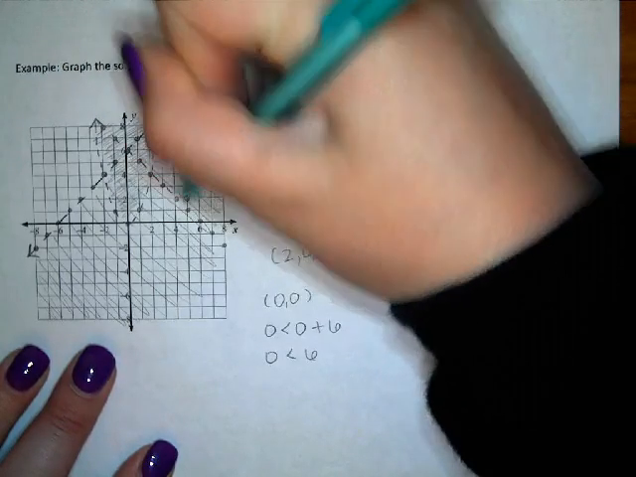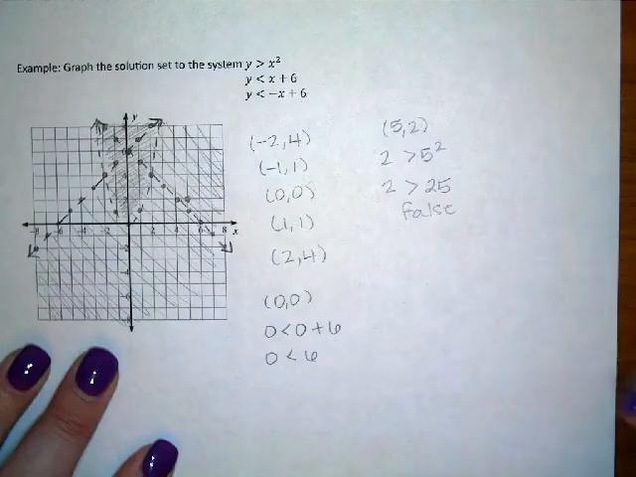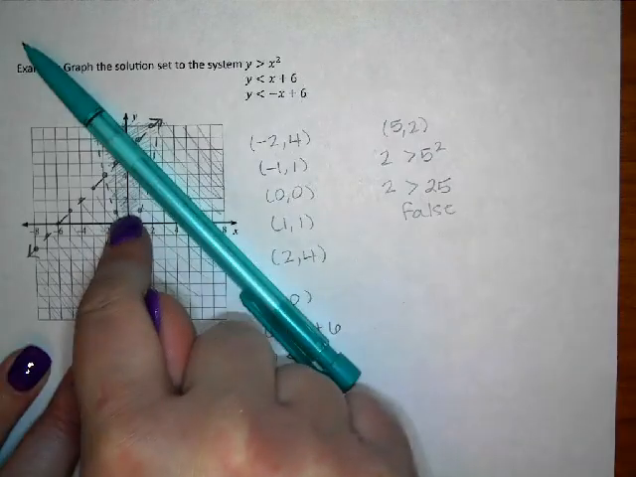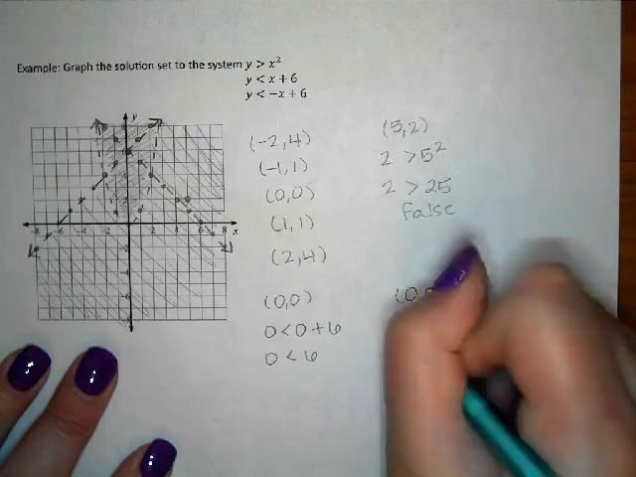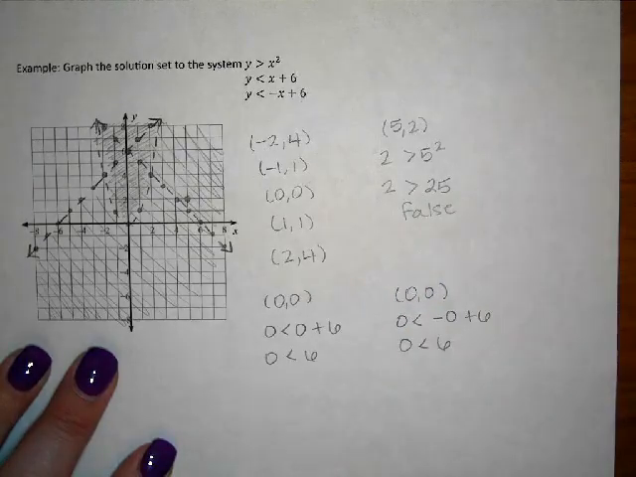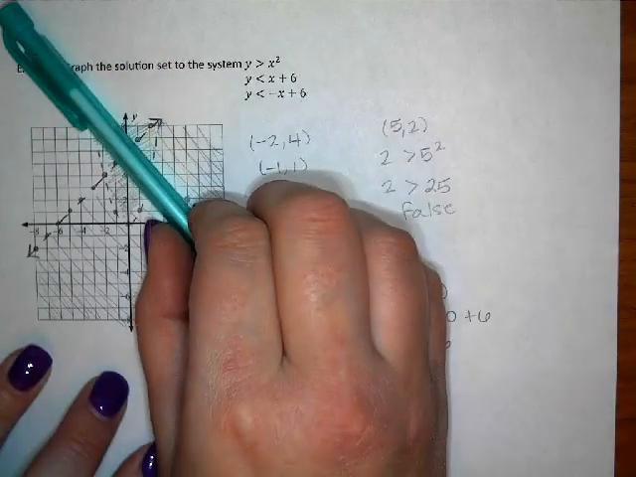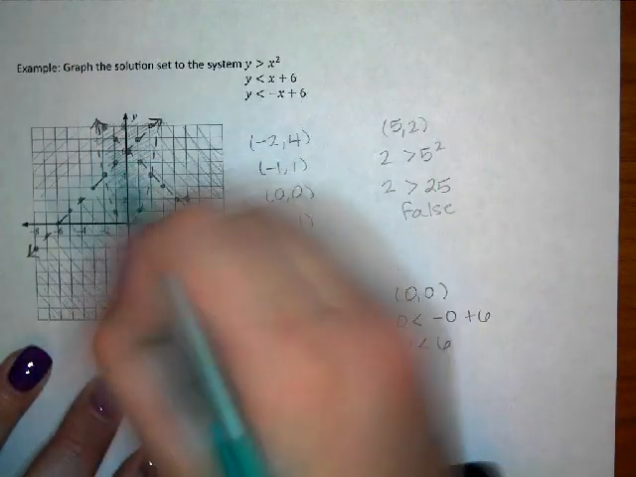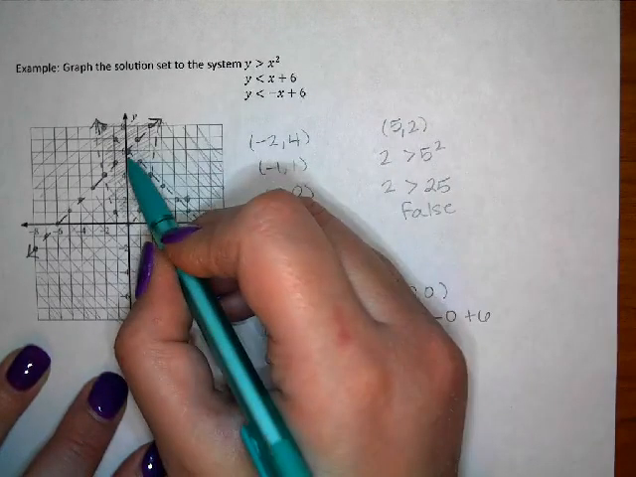This is the line that I'm looking at, and I'm going to plug in (0, 0), which is below the line. 0 is less than -0 plus 6. 0 is less than 6, so still true. Both of those were true. So if this is the line right there and (0, 0) is right here, I'm going to shade on this side of the line. And so the part that I shaded all 3 times is inside the parabola but underneath each of the lines. So it's right in here.